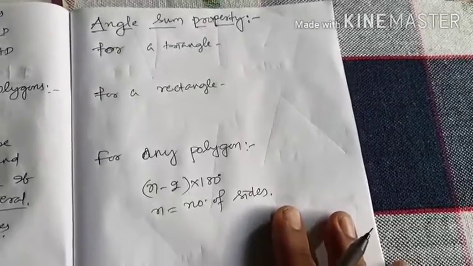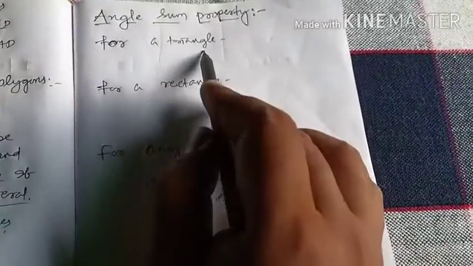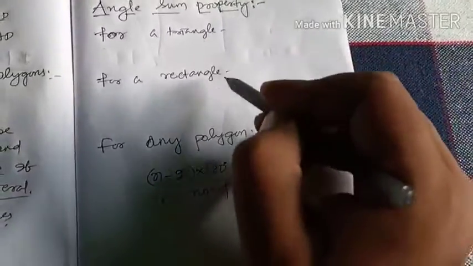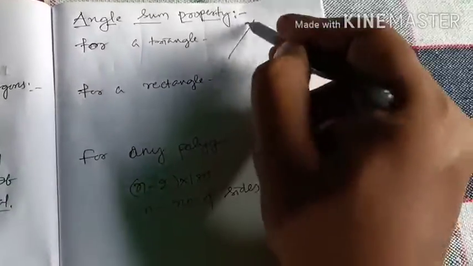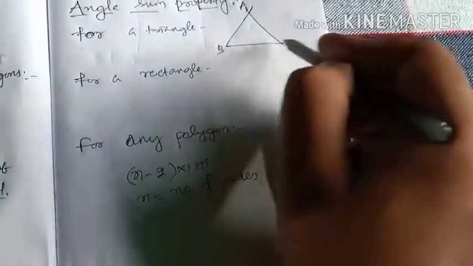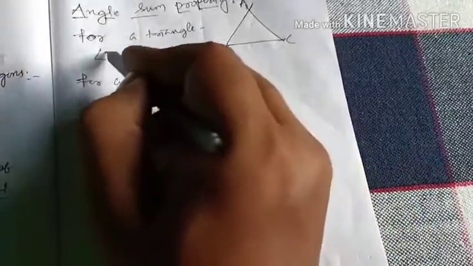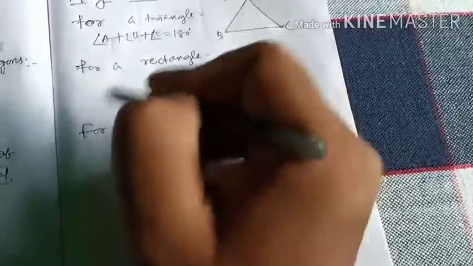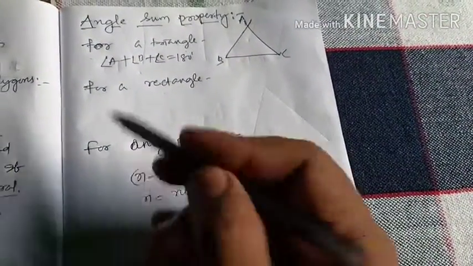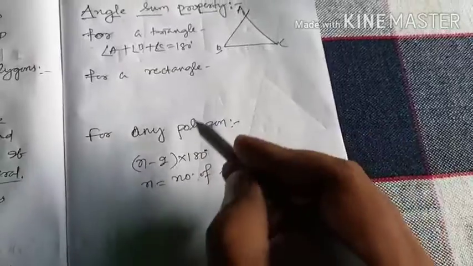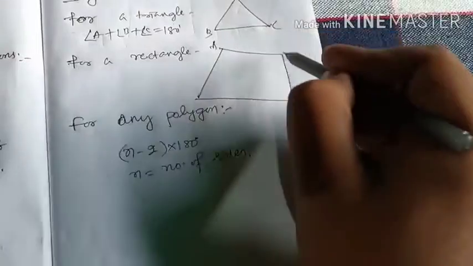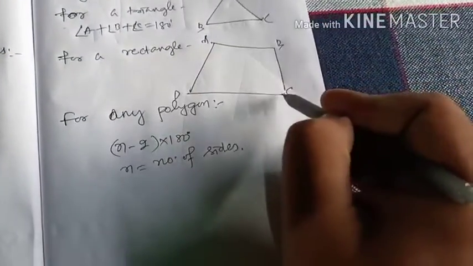So let us discuss, students, another topic: angle sum property. You have already studied in class 7 the angle sum property of a triangle: the sum of all angles of a triangle, here A, B, C are the angles, angle A plus B plus C is equal to 180 degrees, as you have learned in your previous class. Then for a rectangle, what will happen? Here it is a rectangle ABCD. What will be the sum of all angles?